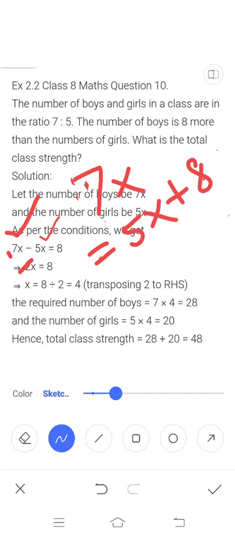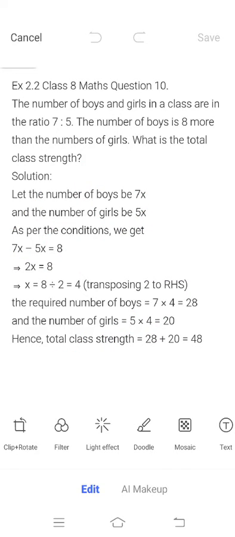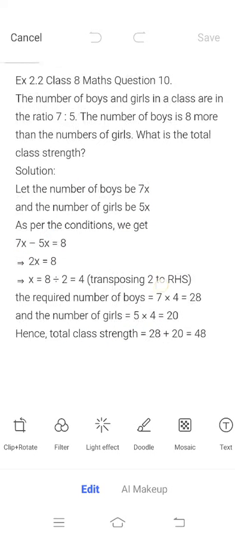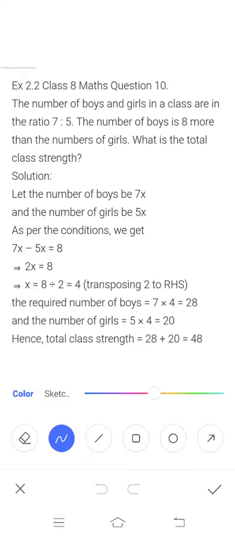2 times 4 is 8. So what is the value of x? x is equal to 4. Therefore the value of x is equal to 4. So now when x is 4, what is 7x? 7 into 4 is 28 and 5 into 4 is 20.